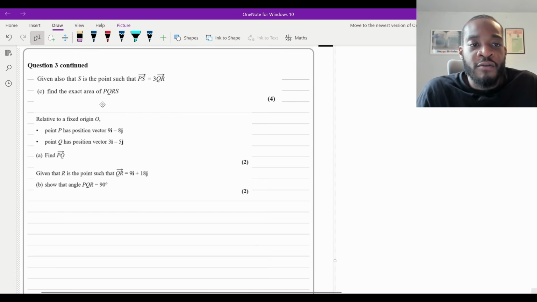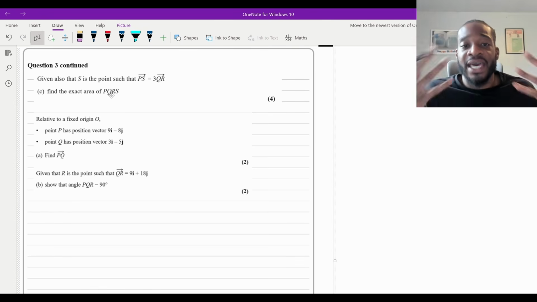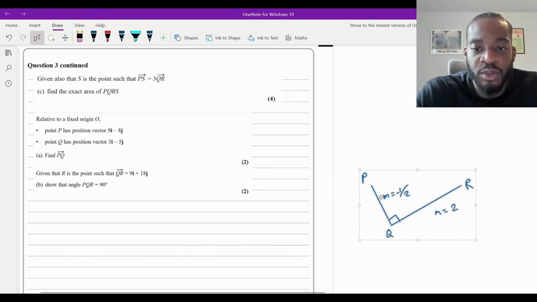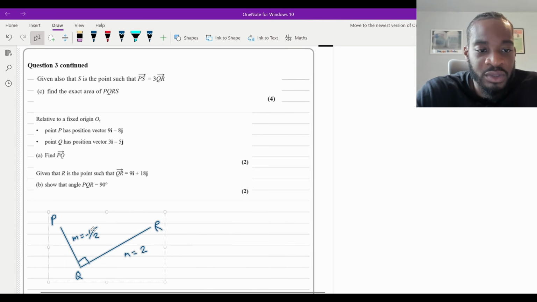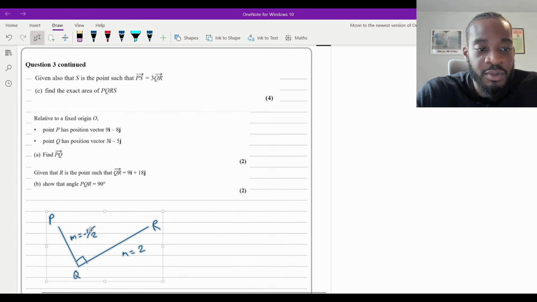So we need to find the area of this quadrilateral PQRS, right? What you want to do with these types of questions is always visualize it, look at it, so you can see what's going on. So I'm going to get the diagram that I used to prove that angle PQR was 90 degrees. Now, let's complete this diagram.